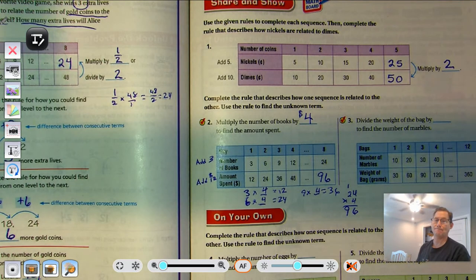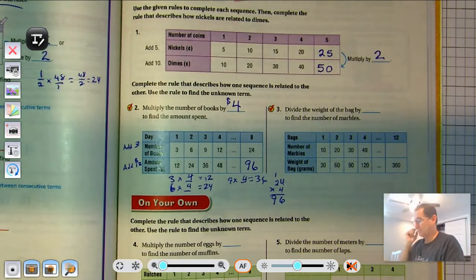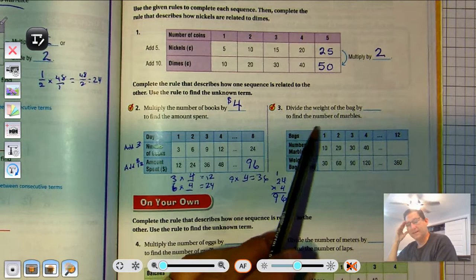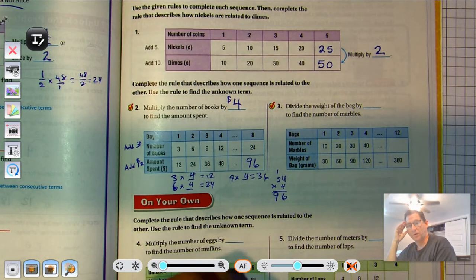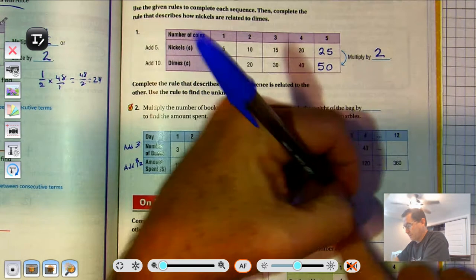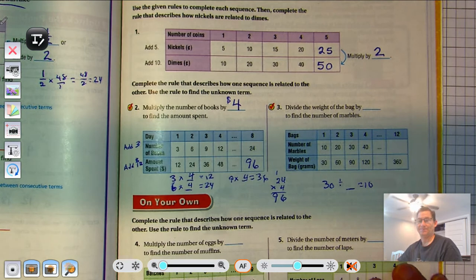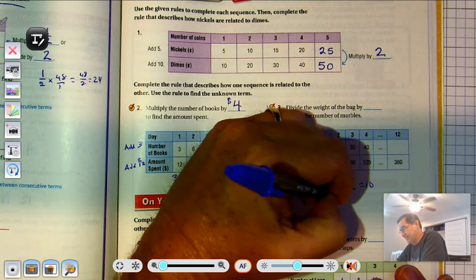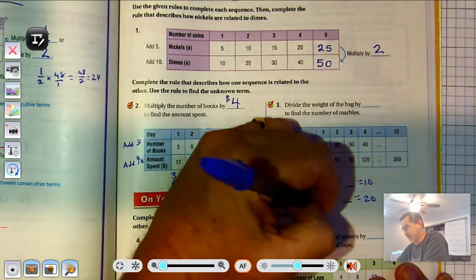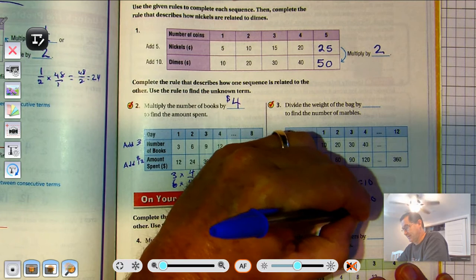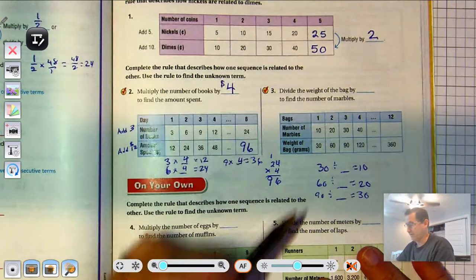Okay. Number 3. So they're telling us that we can divide the weight of the bags by something to find the number of marbles. So 30 divided by what is 10? 60 divided by what is 20? 90 divided by what is 30? And so on. Okay. So let's just look here.